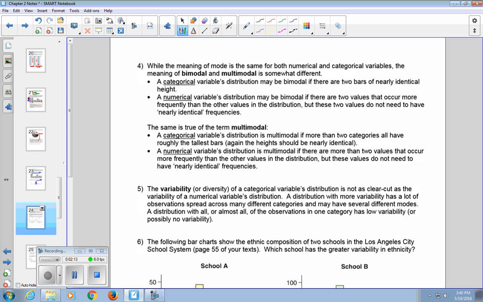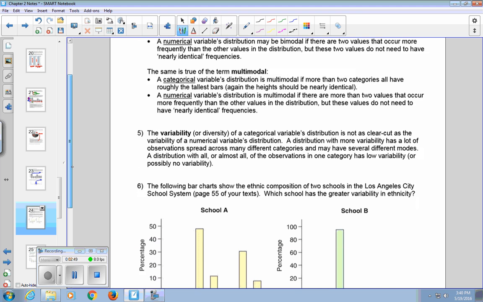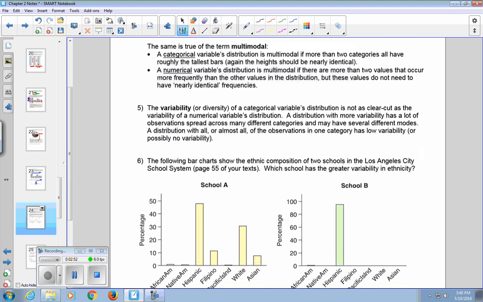Right. The same is true of the term multimodal. A categorical variable's distribution is multimodal if more than two categories all have roughly the tallest bars. Again, the height should be nearly identical. And a numerical variable's distribution is multimodal if there are more than two values that occur more frequently than the other values in the distribution. But these values do not need to have nearly identical frequencies. So with multimodal and bimodal, keep in mind we're not really focused just on the values themselves, but whether or not more than one exists.